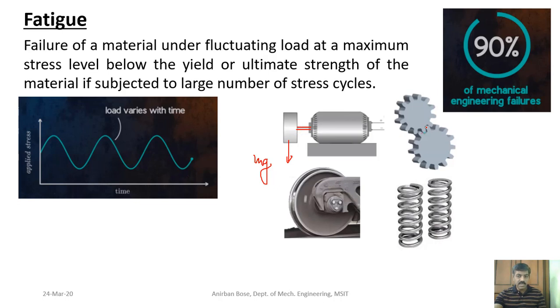Similarly, if you see the gear pairs, here it is under high stress, and when it is going to that position, then the stress will be relieved. So a fluctuating load is going on. Here you can see the wheel of a locomotive. When it is in contact with the track, a very high stress level will come. When it goes to the other side, the stress will be relieved. Similarly, in the case of a spring also, the fluctuating loading is coming.